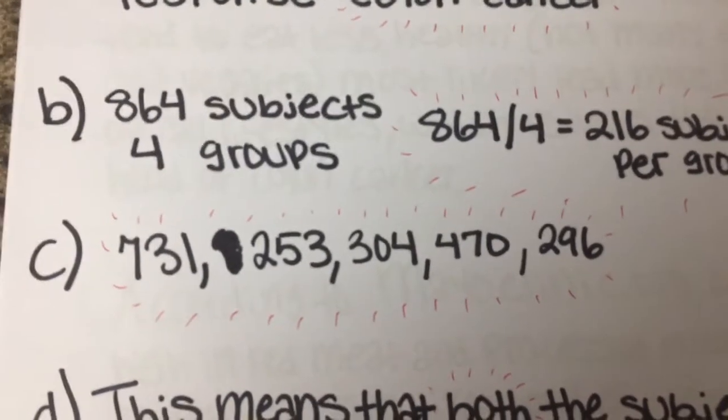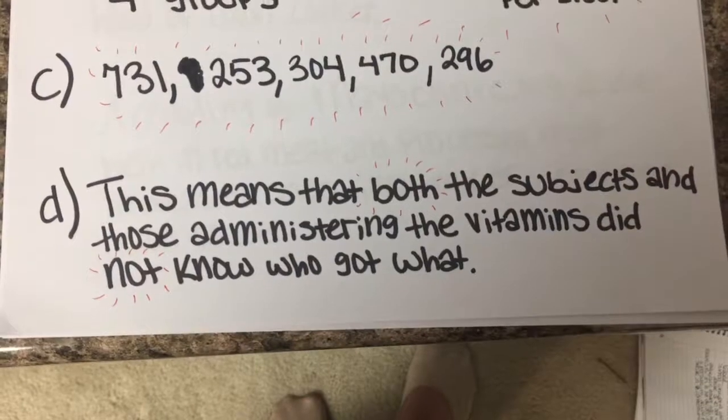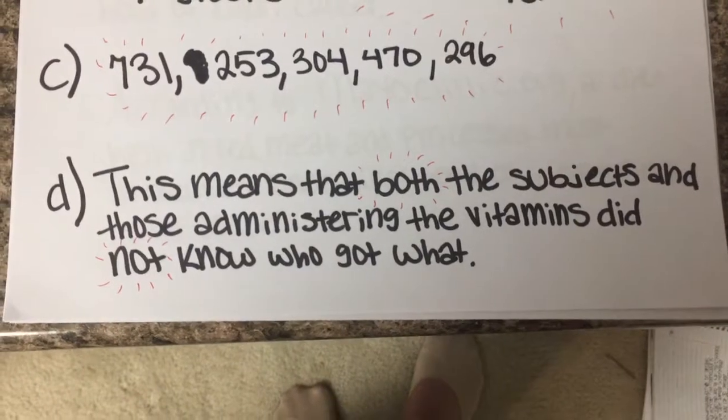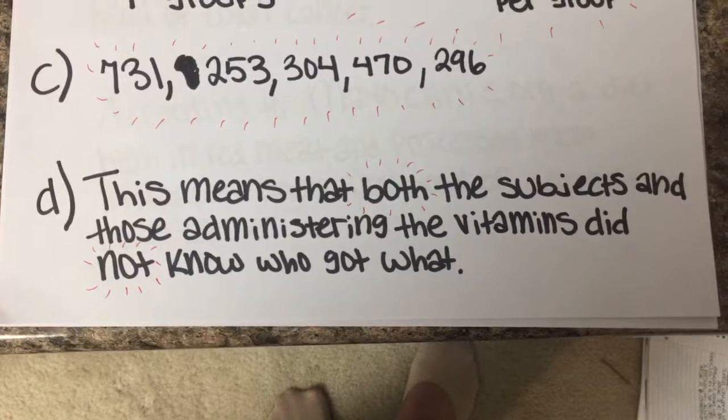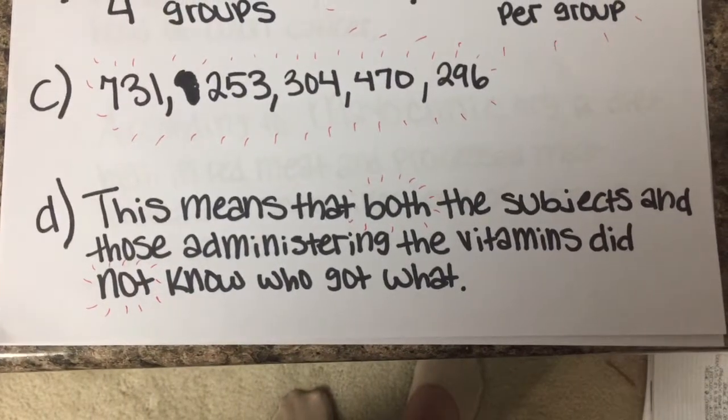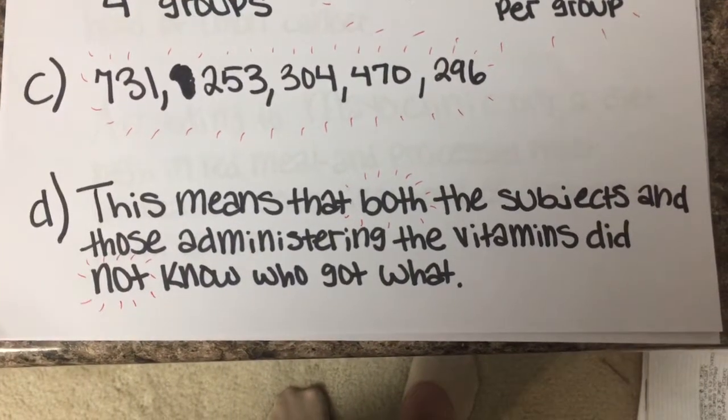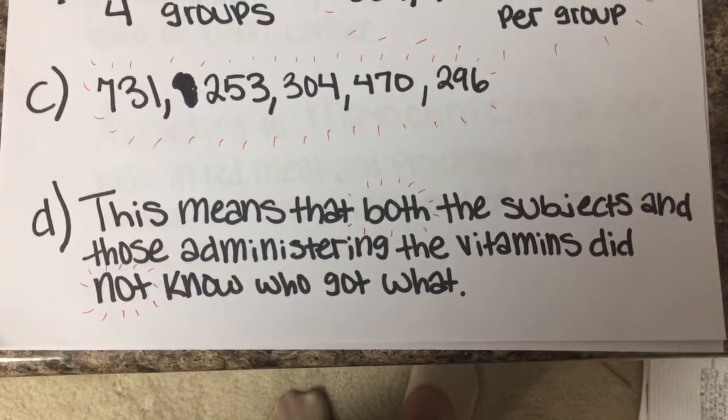and 296. Part D states that this experiment was double-blind, and it asks what does this mean in the context of this problem. And that means that both the subjects and those administering the vitamins did not know who got which vitamins.